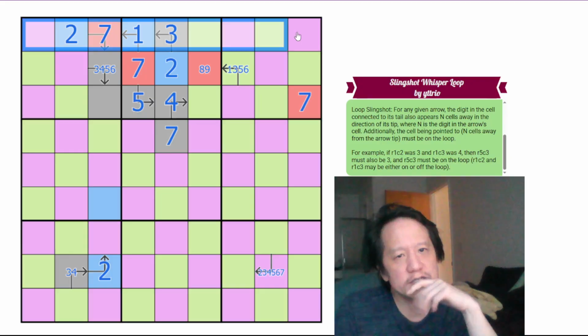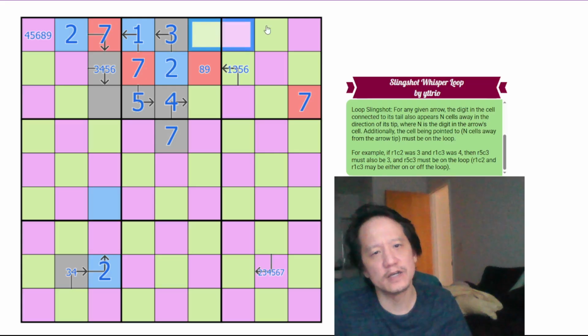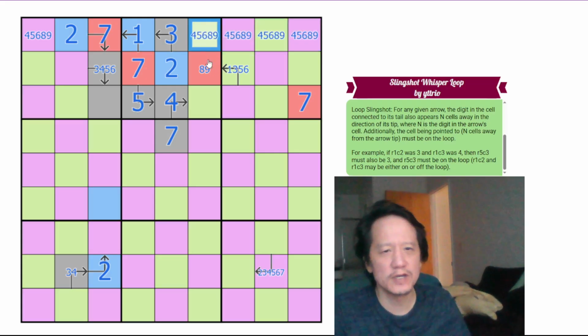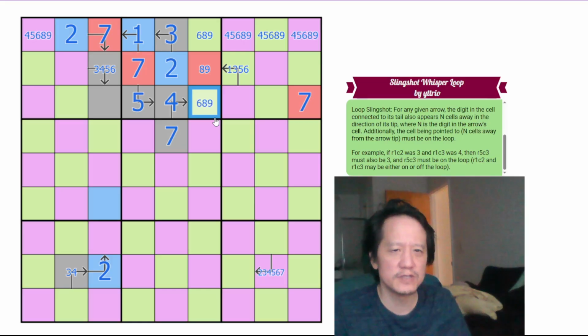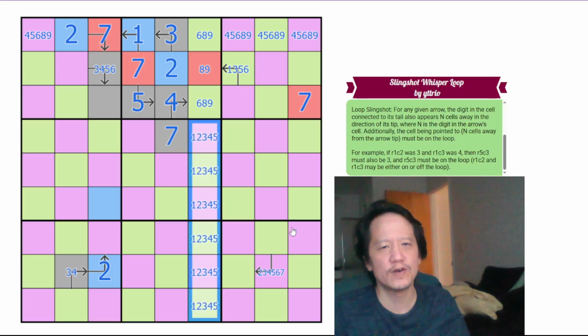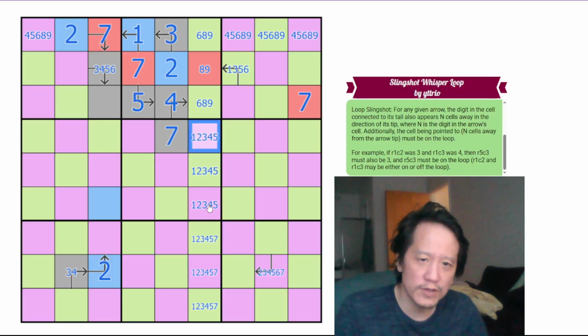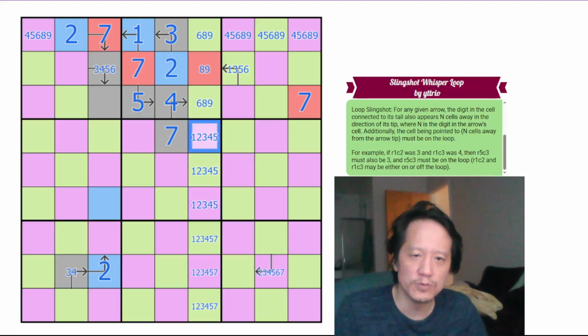The remaining digits in row 1 are what? 4, 5, 6, 8, 9. Right? Well, this can't be 4, 5. This must be a 6, 8, and 9 triplet here. That means the rest of column 6 must be 1, 2, 3, 4, 5, and 7. But 7 obviously can't be here. Therefore, these would be highs if they were on the loop. So neither of these can be on the loop.